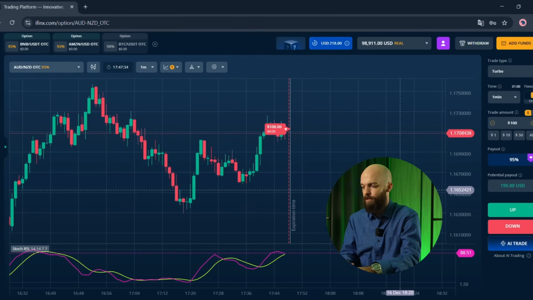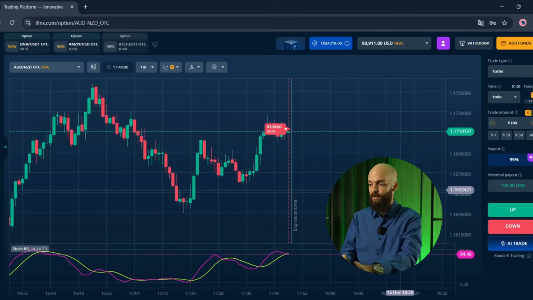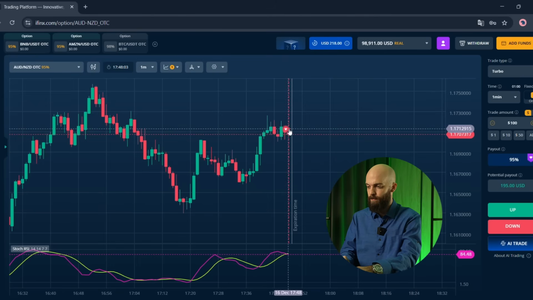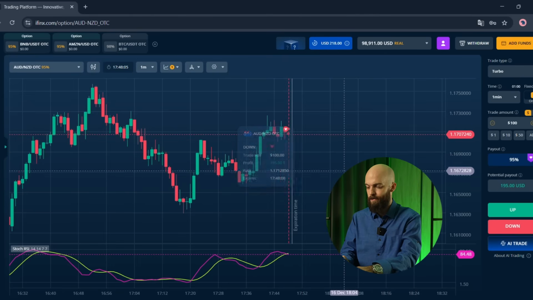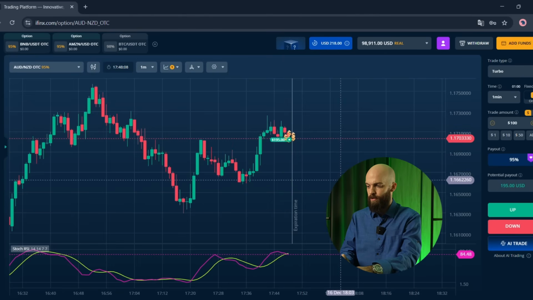RSI also helps here. In these spots, it often shows the push up is tired, not necessarily by one exact number, but by behavior. Momentum isn't accelerating and the move looks overheated. Conditions match: resistance plus slowdown plus upper wick plus RSI supports weakening upside. So I entered down with $100. Waiting. And the trade closes in profit, plus $195. We log it. Next, still by the plan, but no complacency.